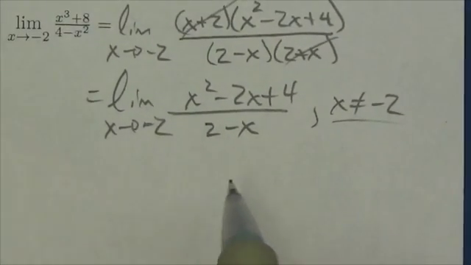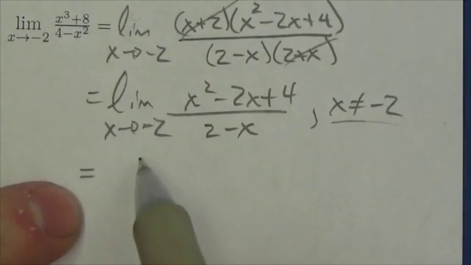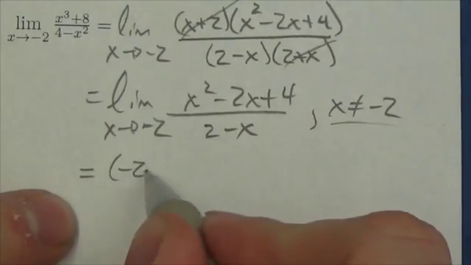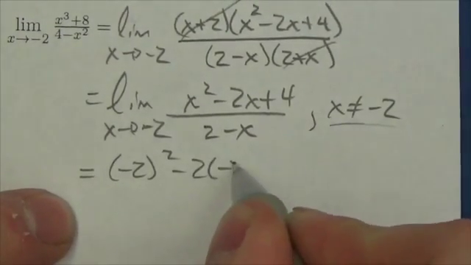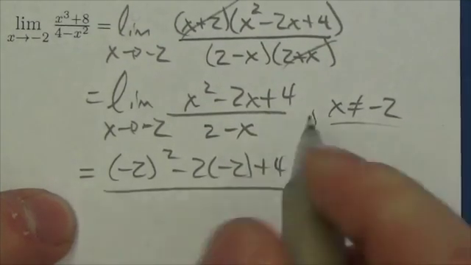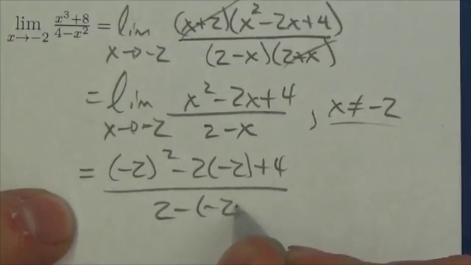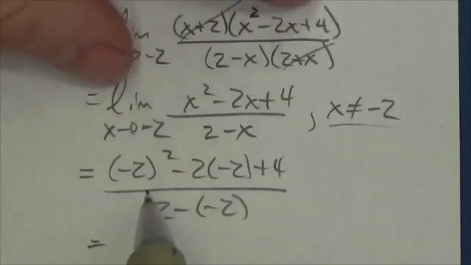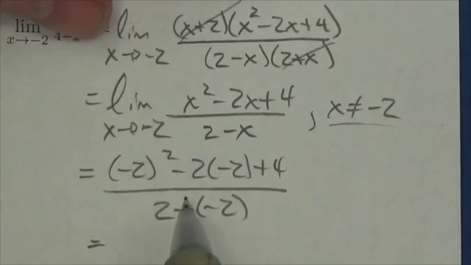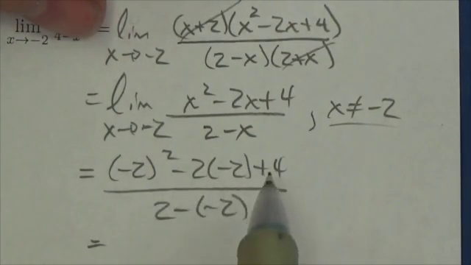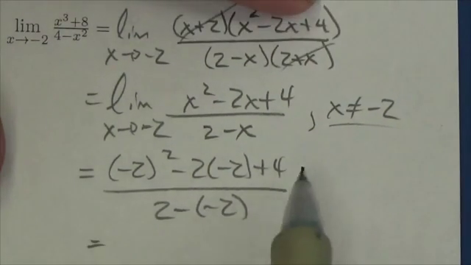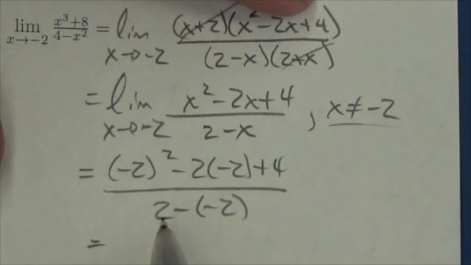So now, let's just take a look at what happens when I plug that in. We'll get negative 2 squared minus 2 times negative 2 plus 4, all over 2 minus negative 2. Okay, well negative 2 squared is 4, negative 2 times negative 2 is 4, plus 4, so we've got 12 on top. Divided by 2 minus negative 2, well that's going to be 4.